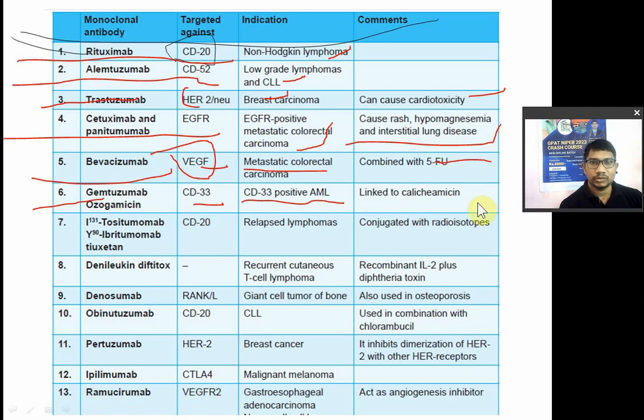Then it is linked with calicheamicin. Iodine 131 linked tositumomab. Okay, yttrium 90 linked ibritumomab, so against the CD20 cell, used in relapsed lymphomas. These are the antibodies conjugated with radioisotopes. Denileukin is used in recurrent cutaneous T cell lymphoma. Denosumab is used in giant cell tumors of bone. Also used in osteoporosis.